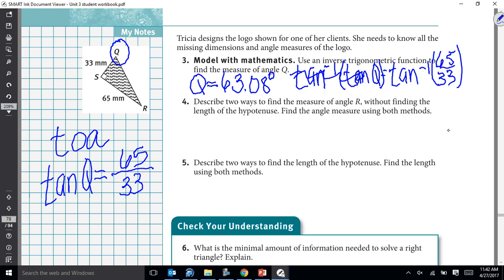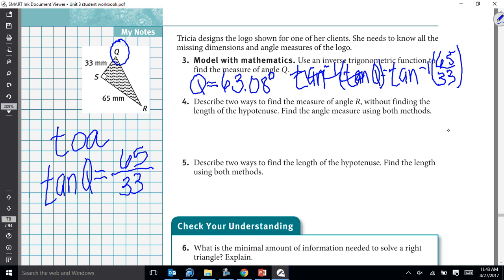Now, can we find angle R? Yes. Two ways that we can find angle R. Triangle sum or something. So the triangle sum: all the angles of a triangle always add up to 180. We know two of the angles, so we can find that third. How else could we find it?